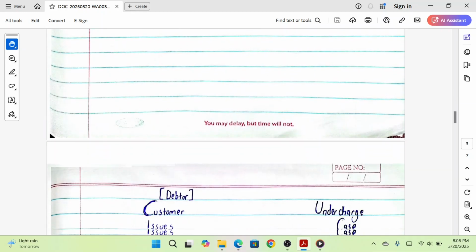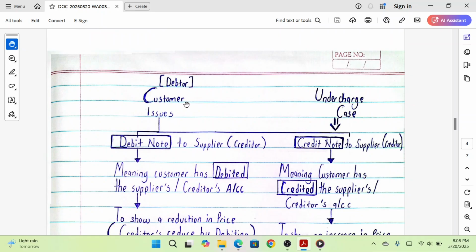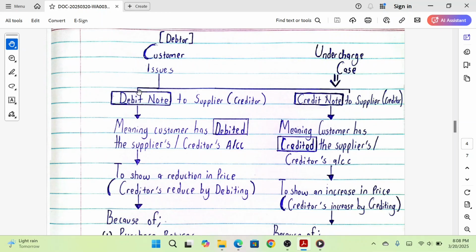Having known that, I want you to understand that a customer can issue a debit note to a supplier. So let's first look at the debit note. Normally, it is the debtor, the customer, that issues a debit note to a supplier. What will this mean? It will mean that the customer has debited the supplier, or the creditor, in their books. They have debited the supplier in their books.